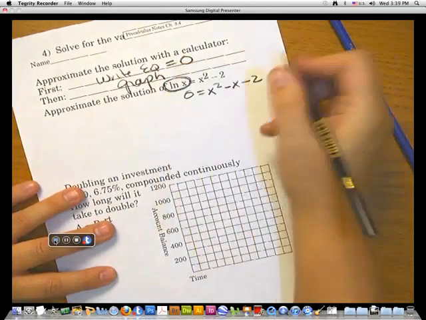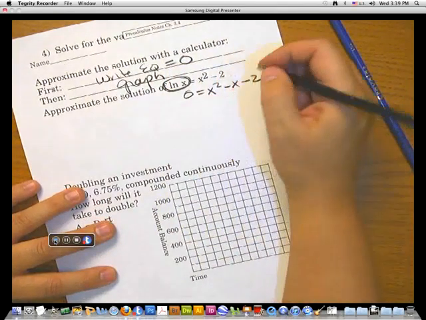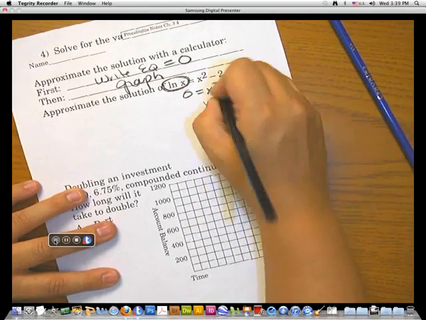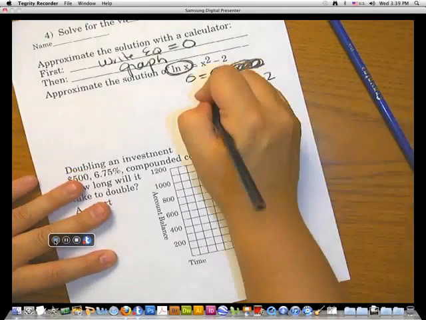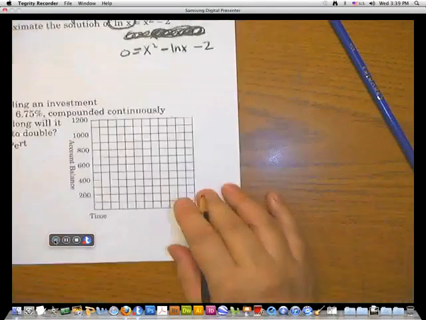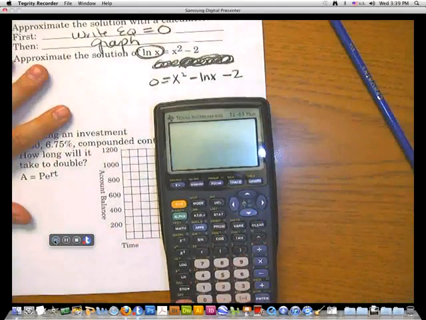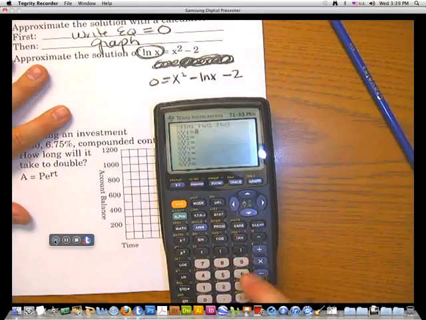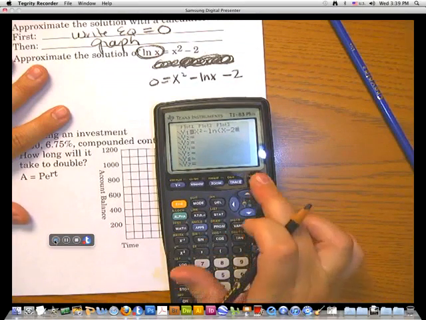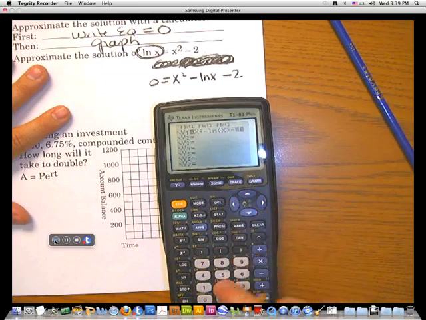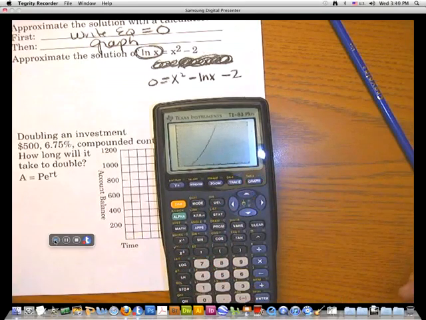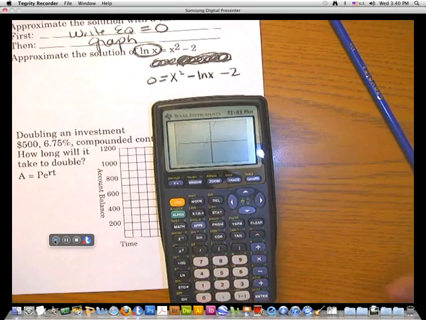Oops, I'm sorry, that's a natural log. So it's going to be x squared minus the natural log of x minus 2 equal to 0. And you can type that straight into your calculator as it is. X squared minus the natural log of x minus 2. Make sure to close your parenthesis, otherwise you're going to get an error there. Oh, let's set it back to a normal 10 by 10 window.